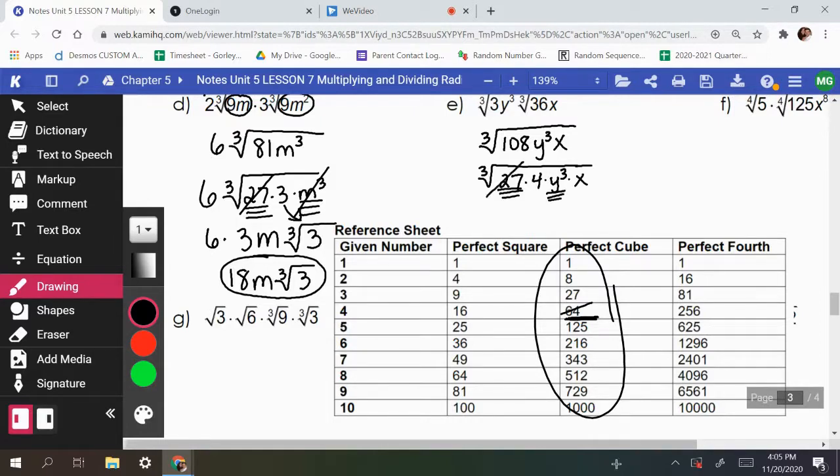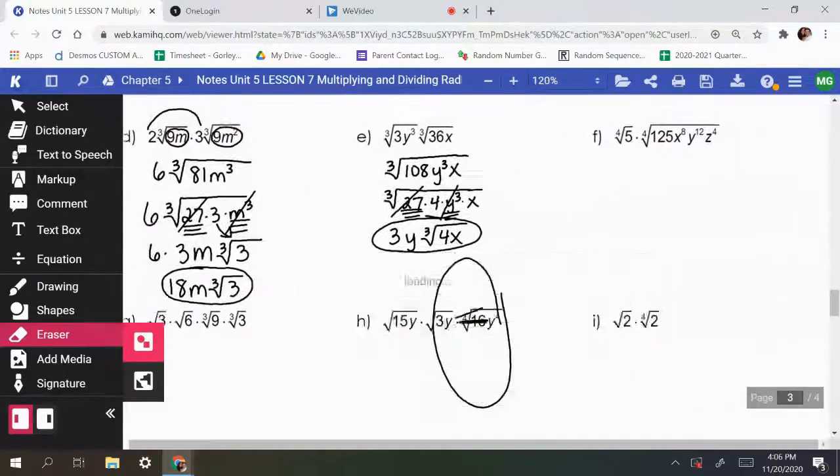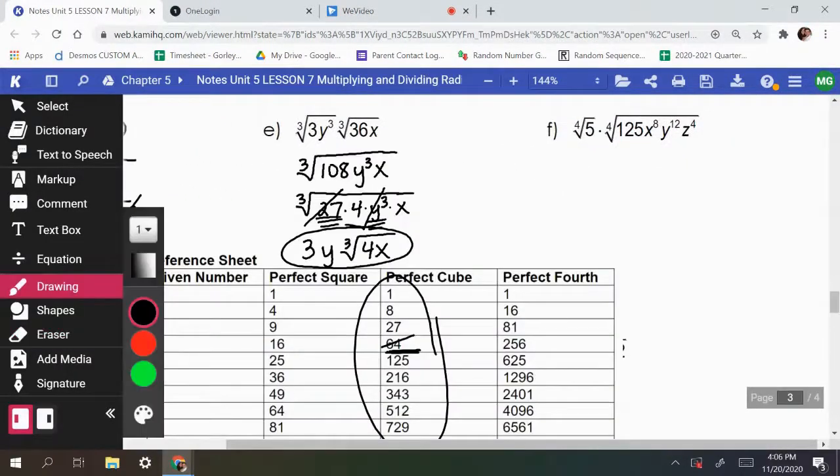Okay, so simplifying each part, the cube root of 27 is 3. The cube root of y cubed is y. And then we have to keep the 4 and the x under the cube root because those weren't perfect. Notice that I still am writing a 3 in. Okay, if you put a square root, it's wrong. So you have to make sure you're using the correct index. Over here, these are both 4th roots, so I'm just going to multiply the parts that are under. 5 times 125 is going to give us 625. Then we'll have our x to the 8th, y to the 12th, and z to the 4th.